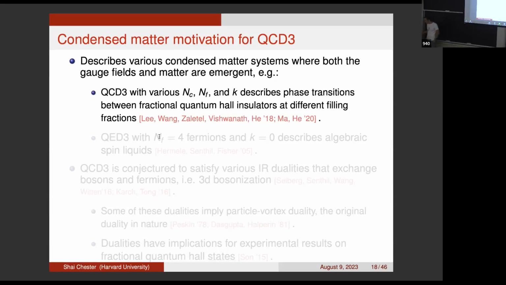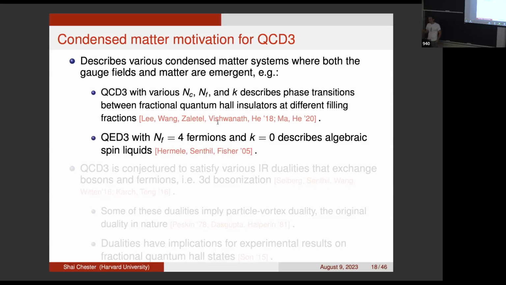In particular, QCD3 for various values of flavor, color, and Chern-Simons level describes phase transitions between fractional quantum Hall insulators at different filling fractions. This was a result from the last couple of years by Vishwanath, Yin-Chen He, and various other condensed matter theorists. Basically, the idea is that you have the fractional quantum Hall effect at different filling levels, and transitions between those levels, depending on the specific fraction, determine the value of color, flavor, or Chern-Simons coupling in the CFT which is supposed to describe the phase transition. So if one day condensed matter physicists are able to measure these phase transitions, we would want predictions for them to see if we're actually finding these theories.